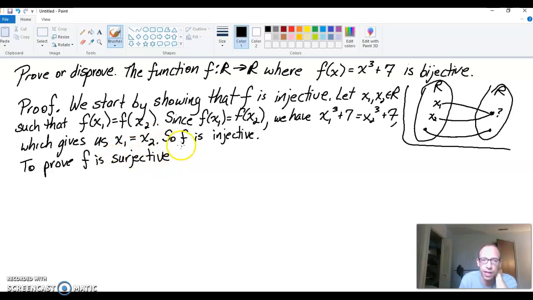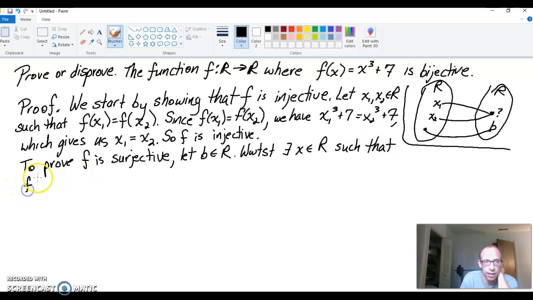To prove f is surjective, let's choose. We want to be clear that we're choosing a b from over here, that we're choosing some element in the codomain. Now the domain and the codomain are the same in this particular problem, but in general they're not always the same. So we're always picking a general arbitrary element here in the codomain. So let b be in R. We want to show that there exists some x in R such that f of x equals b.